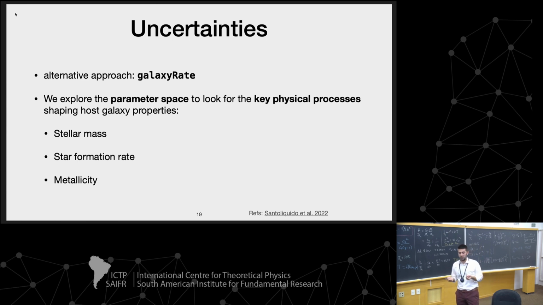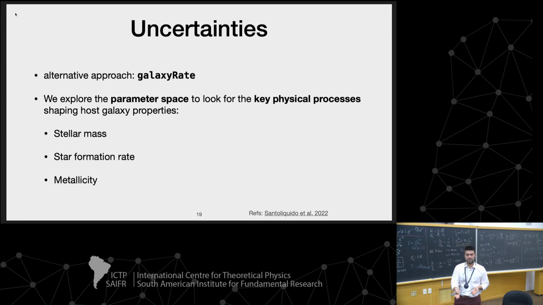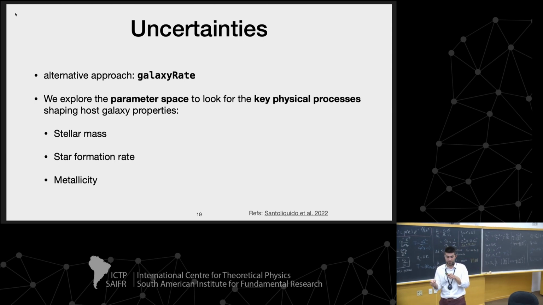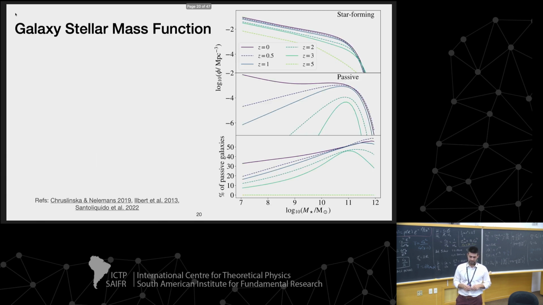So what matters more: the stellar mass, the star formation rate, or the metallicity? From now on, I'm going to explain how galaxy rate works and how it can be a nice tool to explore this parameter space. Questions so far? I don't think so.